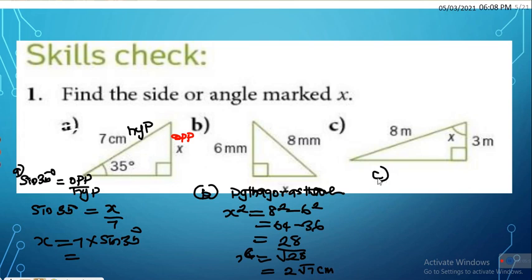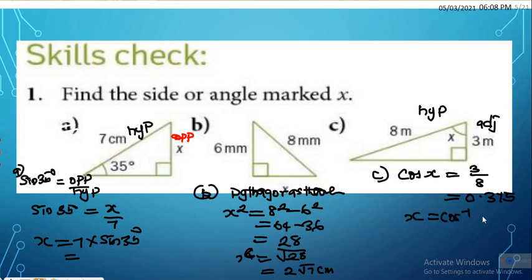And then of course C, so we are looking for angle x. Okay, with respect to x, this is the adjacent and this is the hypotenuse. So that is cos x equals 3 over 8, which is 3 divided by 8, which is 0.375, and then x equals cos inverse 0.375. Okay, so cos inverse of that will give us 67.97.